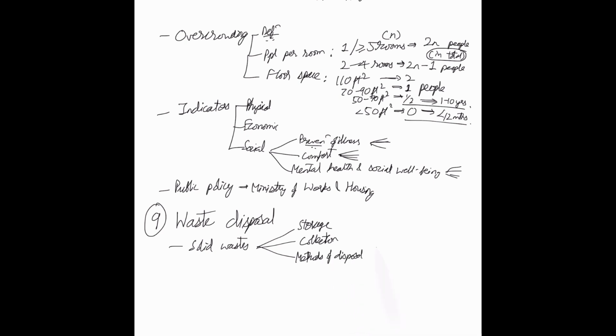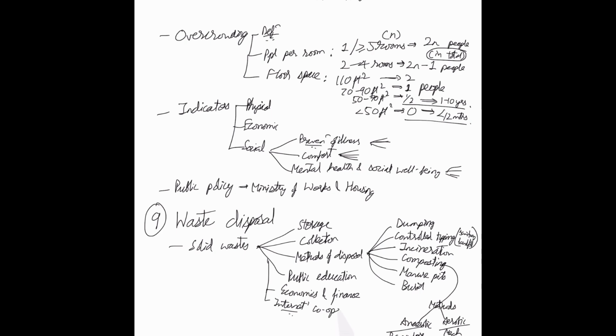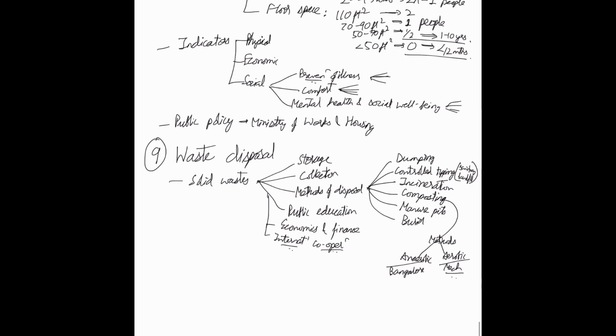Then we also have the public policy of housing by the Ministry of Works and Housing. Next up, we have waste disposal, in which we talk about solid waste, how we are to store waste, how to collect, and the methods of disposal. There are dumping, controlled tipping, sanitary landfills, incineration, and composting, which has anaerobic methods and aerobic methods. Under anaerobic, we have the Bangalore method of composting, manure pits and burial. We'll talk about public education, the economics and finance, and international cooperation regarding waste management.